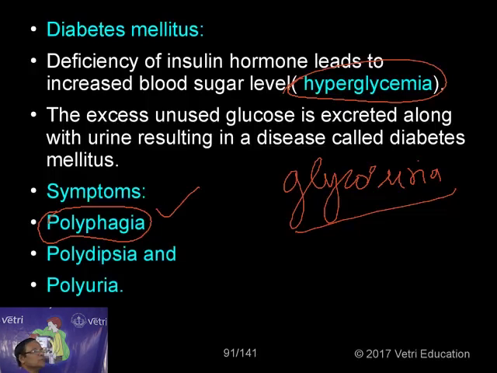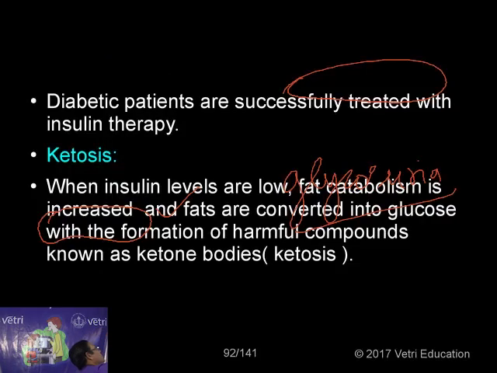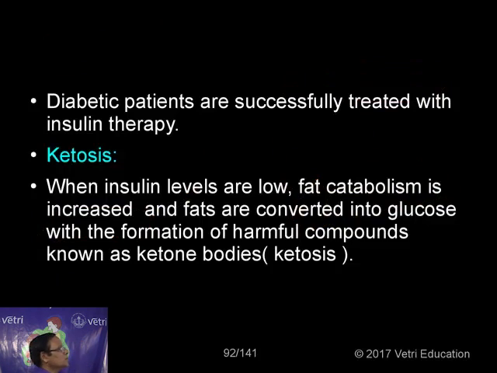Polyphagia: the person always feels hungry and eats excessively. Polydipsia: excessive thirst leading to increased consumption of water. Polyuria: elimination of a large volume of urine. These are all the conditions exhibited by persons having diabetes mellitus. We can treat this diabetes with therapy, namely insulin therapy.